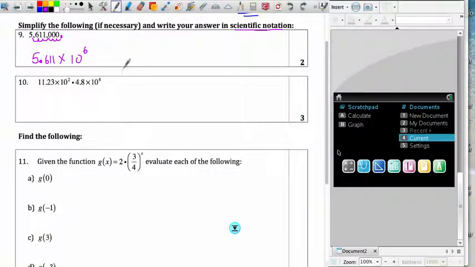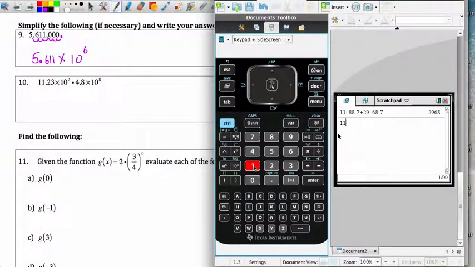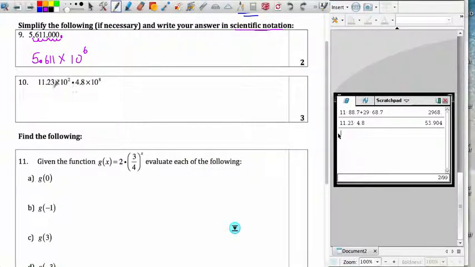For the second part, a little bit trickier. I'm going to use the calculator. For the first little bit, I need 11.23 multiplied by 4.8, and that's going to give me 53.904.